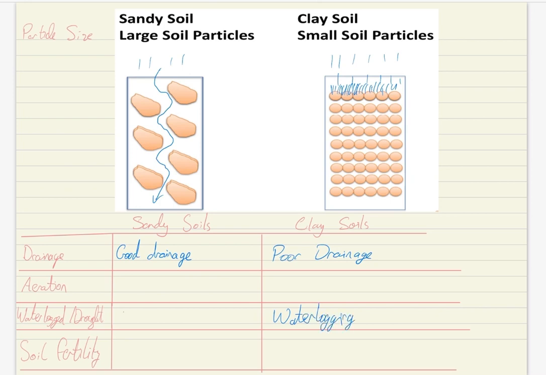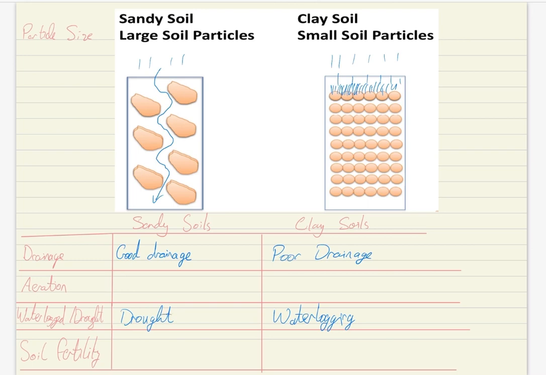And our sandy soils are going to be prone to drought. So naturally, when you think of the desert out in Africa, the Sahara Desert, you don't think that the weather conditions are going to be waterlogged. Okay, more than likely it's going to be drought.